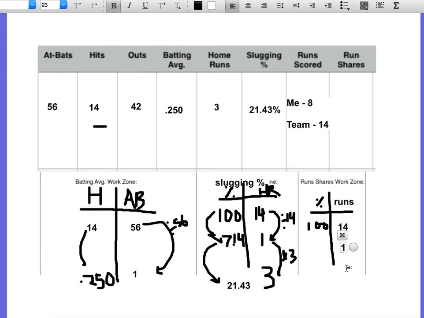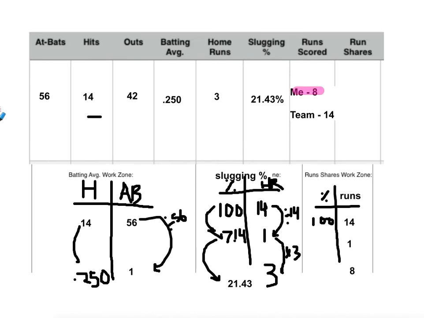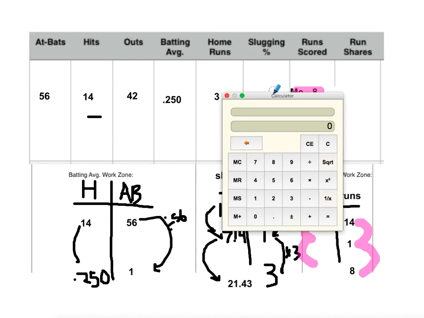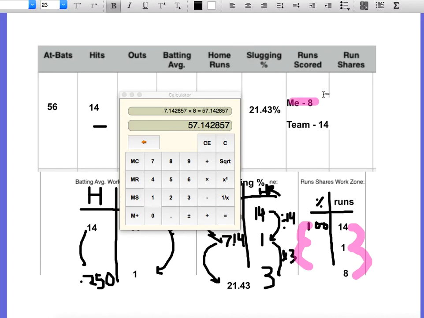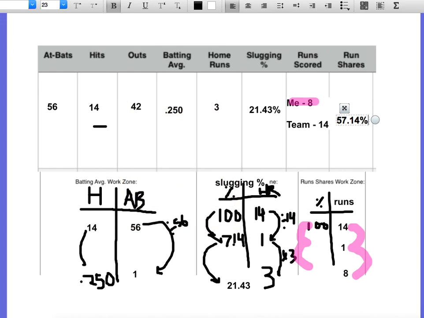So I'm going to get it to 1, and then I'm going to get it to 8, because that's how many of your team's runs you've generated. My route for this is to divide by 14, then times 8. Whatever I do to one side, I must do to the other. You have a calculator for this. So I'm going to type in 100 divided by 14 times 8, and that shows me I have accounted for 57.14% of my team's runs. So I'm a little more valuable than my teammate in this case, but we're pretty close.